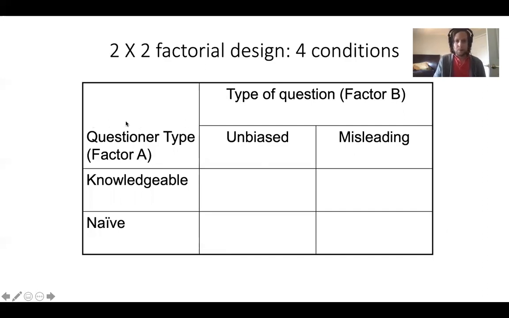One of the factors, questioner type, is considered factor A in this example. The 2 levels are shown right here: whether the questioner is considered knowledgeable about the crime or naive, compared to the other factor, type of question, whether they were unbiased or misleading questions. You can see this matrix here that has 4 cells. You would have a mean amount of memory errors for people in each condition. So we have 4 conditions, and those 4 conditions will be really important for the statistical analysis that will be performed.